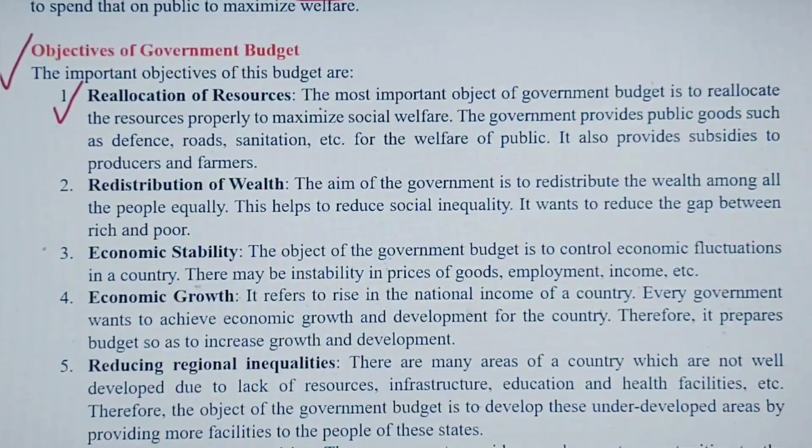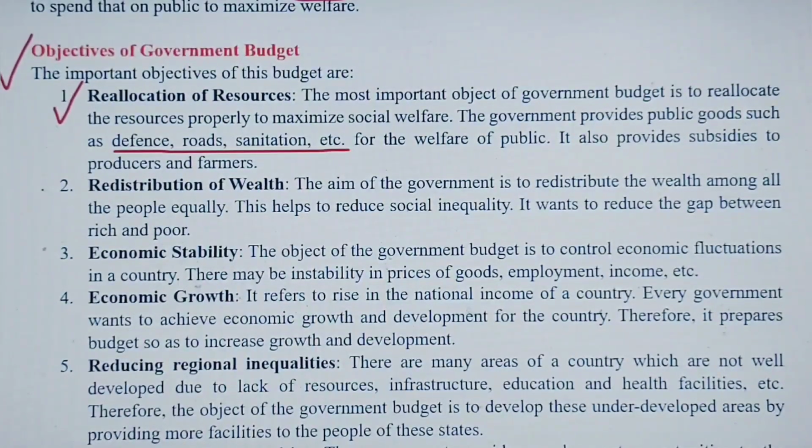So I am reading out what I have written here. The most important object of the government budget is to reallocate the resources properly so that maximum social welfare can be achieved. And the government provides public goods such as the defense of the country, roads, sanitation, etc. for the welfare of the public. So all these things, whatever revenue the government has, that is distributed according to the priority.